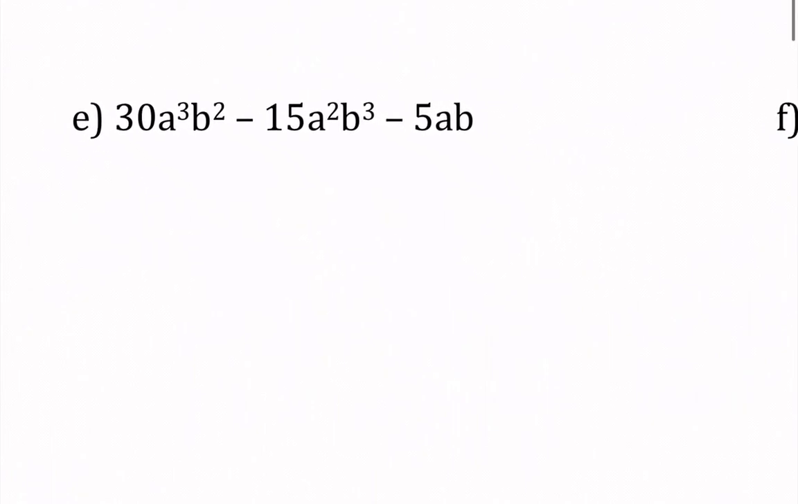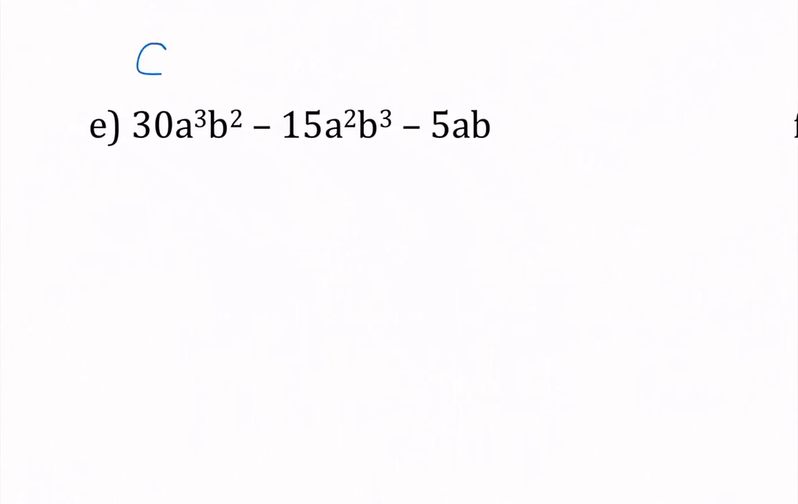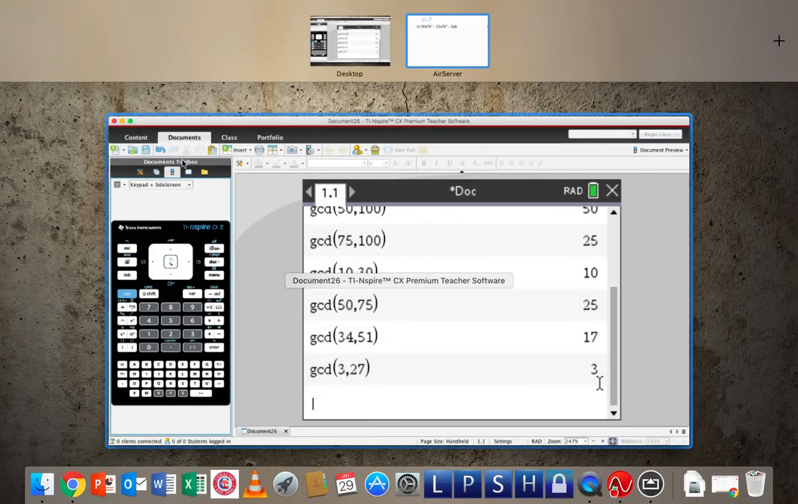Okay, so let's find the greatest common factor. So it's 3 numbers, so I like to try the smallest and the largest. So I'm going to try 5 and 30.